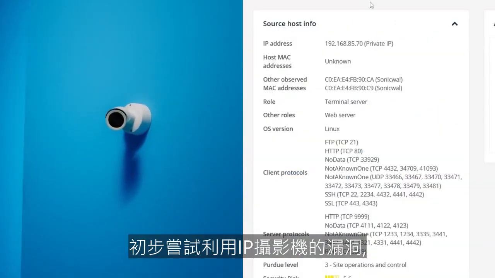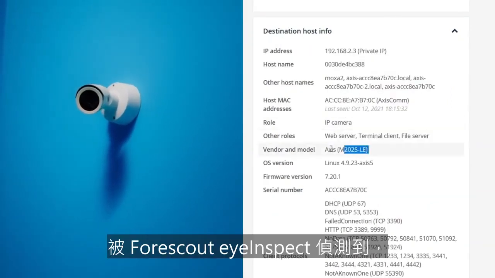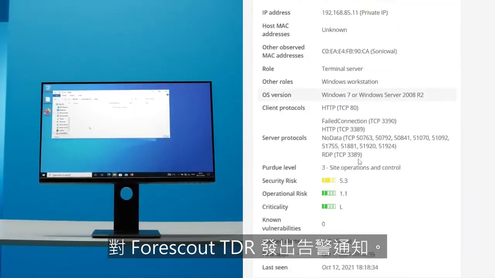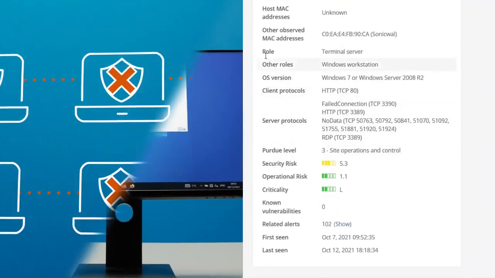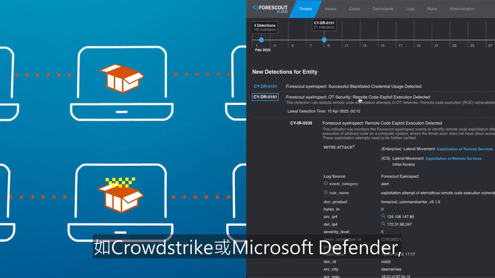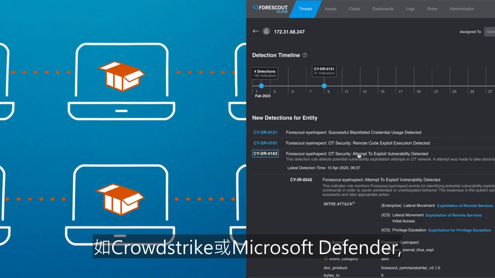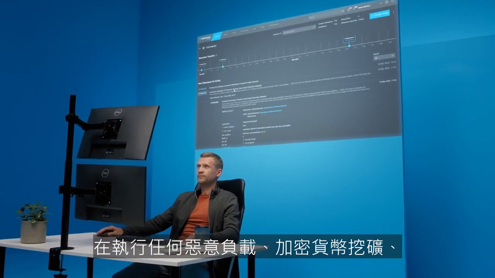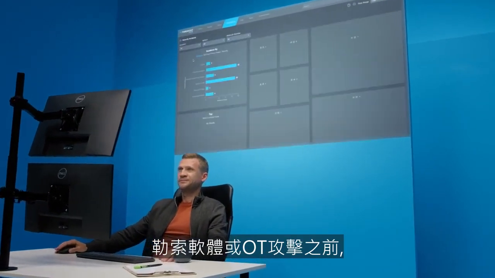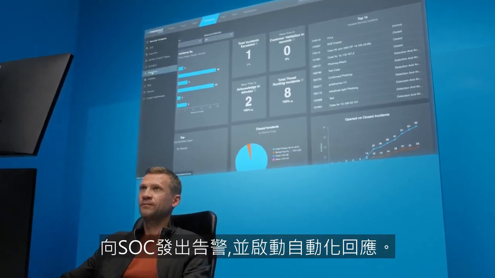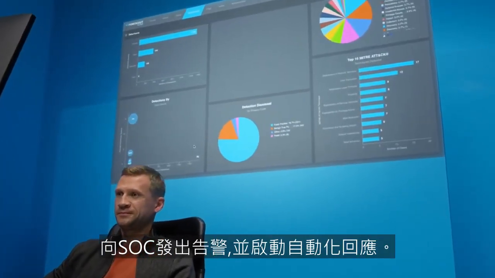Let's have a look. The initial attempt to exploit the camera's vulnerabilities is detected by 4Scout iInspect, as are the subsequent brute force attempts on the Windows workstation, raising alerts in 4Scout XDR. The malicious files dropped on the workstation are picked up by an EDR like CrowdStrike or Microsoft Defender, and also relayed to 4Scout XDR. Before the execution of any of the malicious payloads, cryptominer, ransomware, or OT attacks, 4Scout XDR has pieced together the various detections, alerting the Security Operations Center and initiating automated responses.